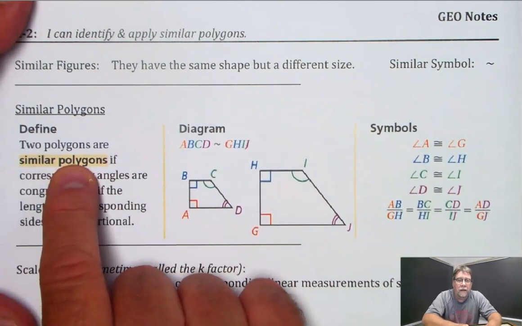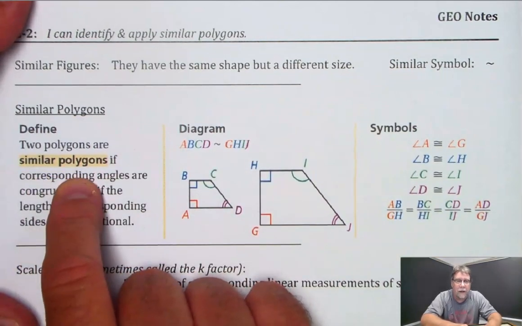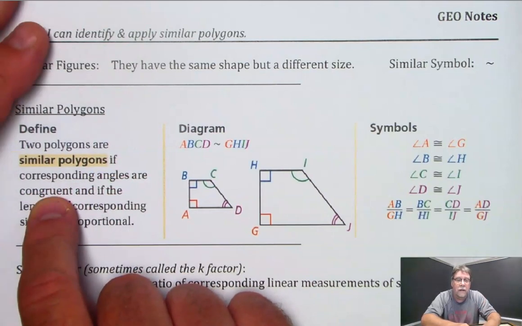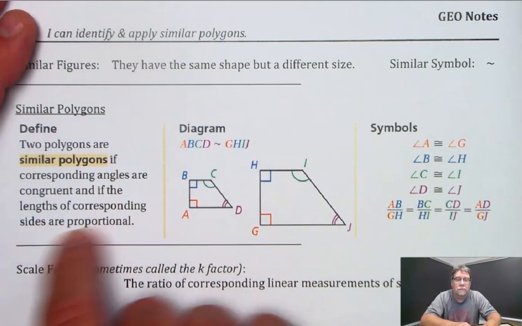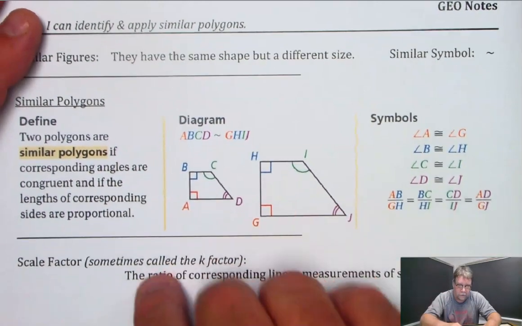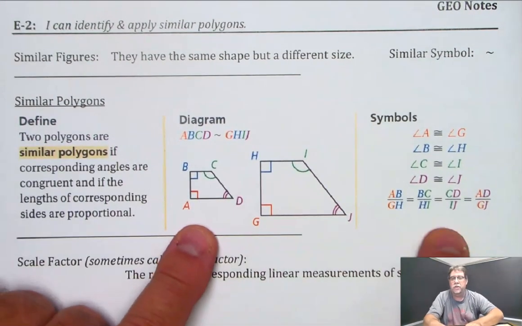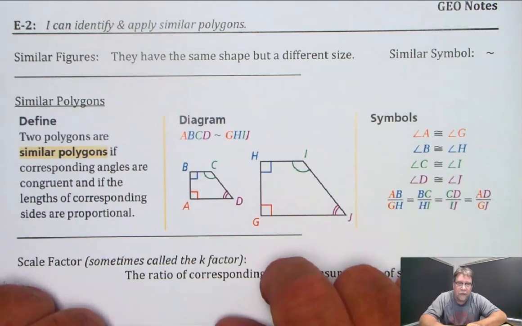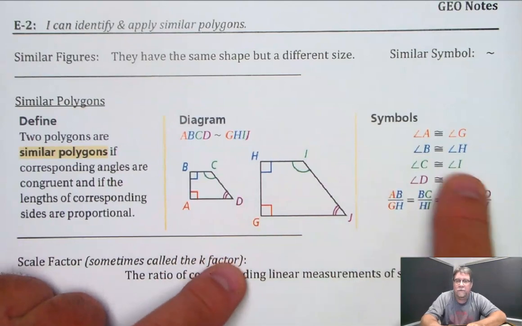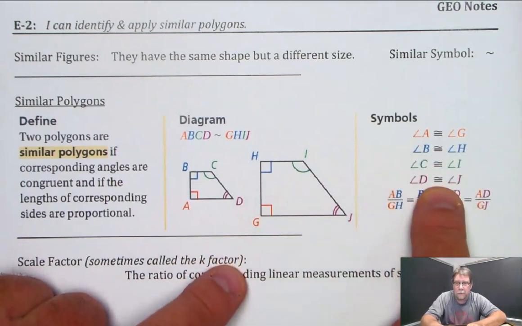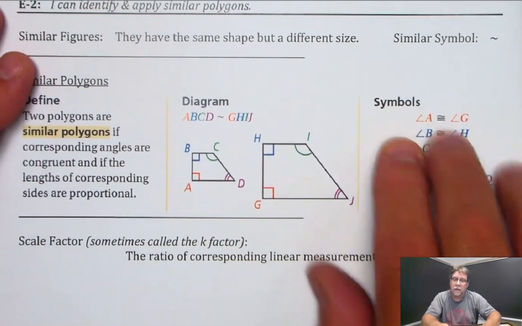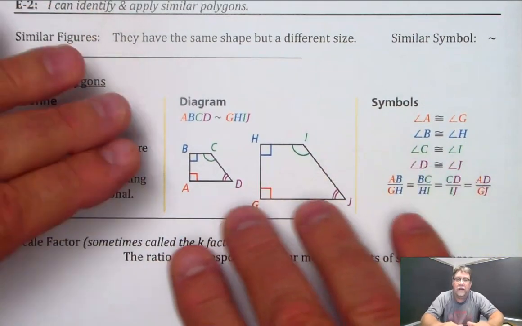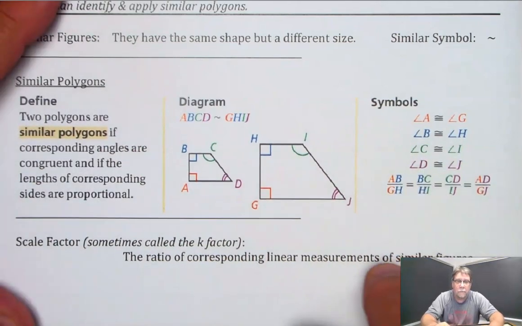All right, so 2 polygons are similar polygons if their corresponding angles are congruent. Those stay congruent, and if the lengths of the corresponding sides are proportional. So that means we get ratios that are all equal to each other once we reduce that ratio down. And so in this situation, we've got 4 sets of corresponding angles that are congruent, and linear lengths that are proportional.